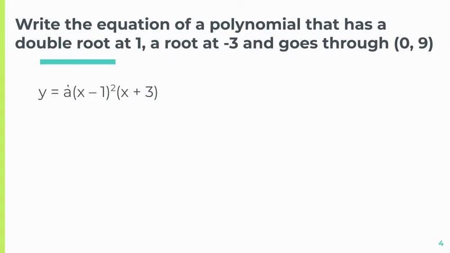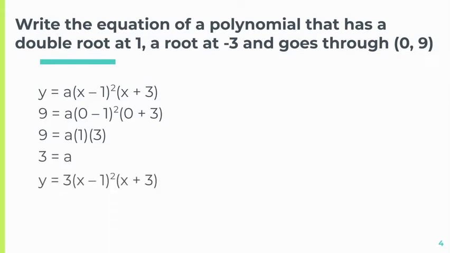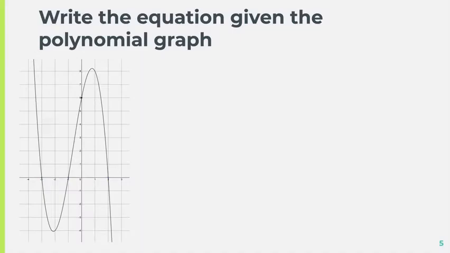So I'm going to plug in 9 for y and 0 in for x, and then I want to solve for my stretch factor. So then I get 9 equals a times 1 times 3, because 0 minus 1 is -1, but squared it becomes +1, and then 0 plus 3 is 3. And then to get a by itself, I need to divide both sides by 3. And so my stretch factor a is 3. Now just plug that back into the factored form equation, and you get y equals 3 times (x minus 1) squared times (x plus 3).